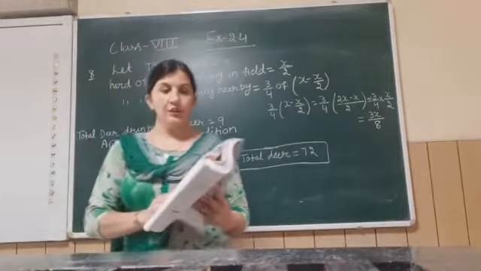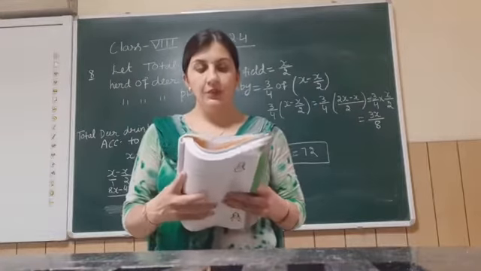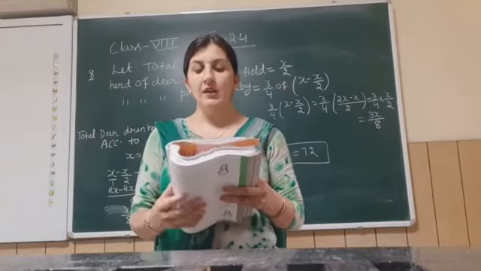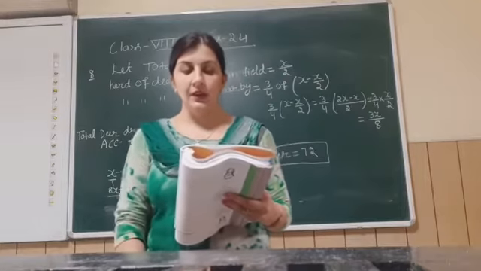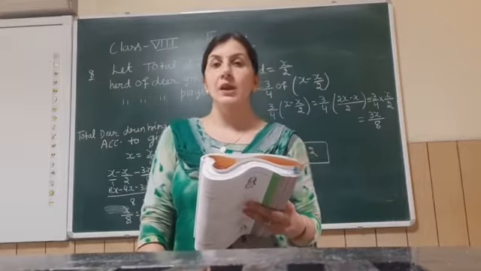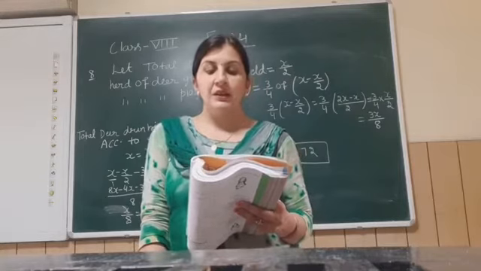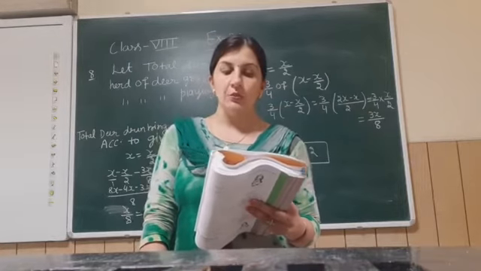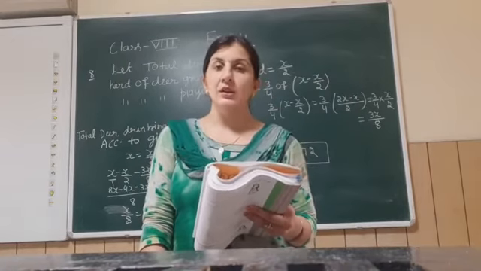Now the next question is the 8th question. Half of the herd of deer are grazing in the field and 3/4 of the remaining are playing nearby. The rest, 9, are drinking water from the pond. Find the number of deer in the herd.